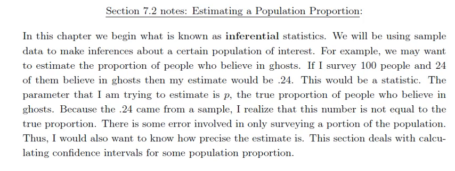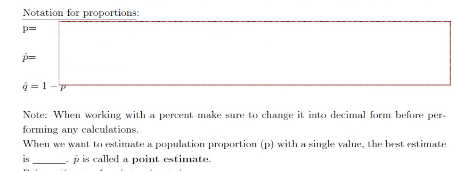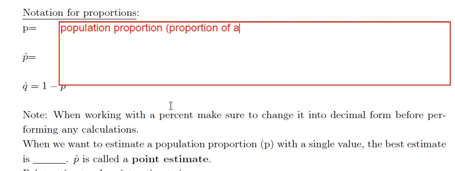So before we get started, let's give a couple notation symbols. So the letter P is the population proportion. So for our voting example, it is the proportion of all voters who will vote Democratic or Republican, whichever you prefer. Okay, and so that's what we're trying to estimate.